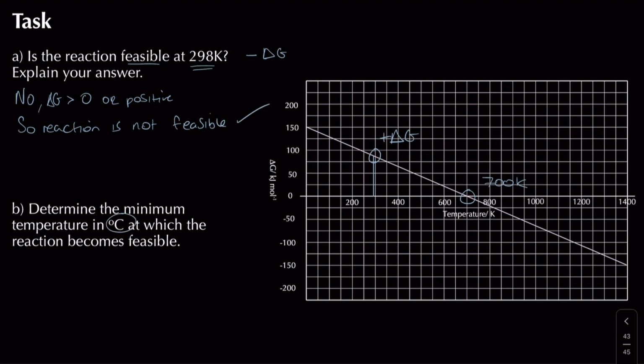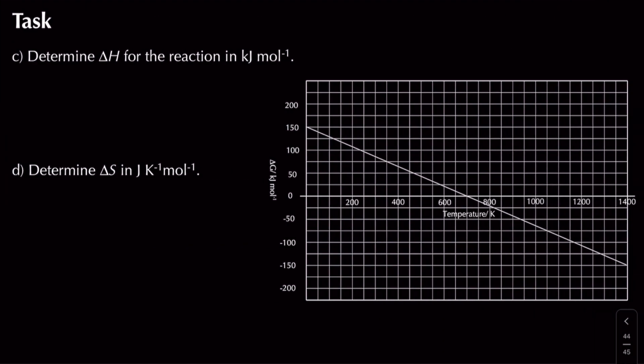What about the next one? We're asked to determine the minimum temperature, this time in degrees Celsius, at which the reaction becomes feasible. Remember, this graph is in terms of Kelvin. Well, we've already done that, and we've said so far it's going to be 700 Kelvin. But remember, to find the actual temperature in degrees Celsius, we need to take 700 and subtract 273 itself. We do that and we end up with a value of 427 degrees Celsius. So moving on to the next question, feel free to have a go at the following, pause the video and then resume once you're ready to see the answer.